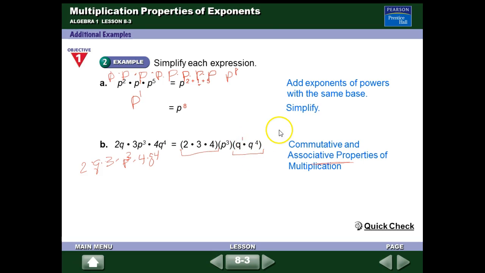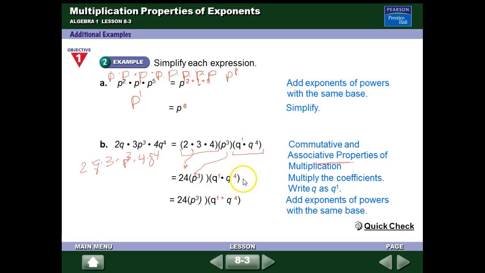q has an exponent of 1, so what we're going to see here, 2 times 3 times 4 is 24. P to the 3rd stands by itself. My like terms, 1 and 4, 1 plus 4 is going to give me q to the 5th. So my final answer is down here simplified.